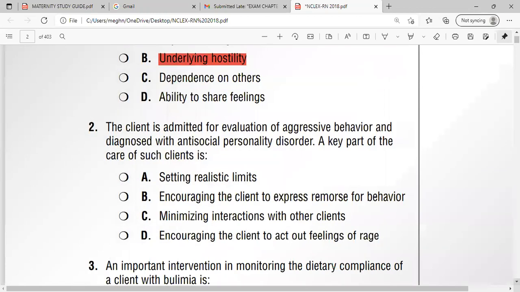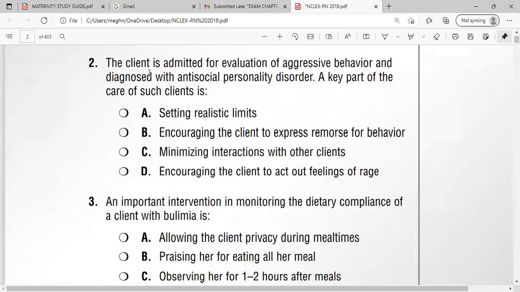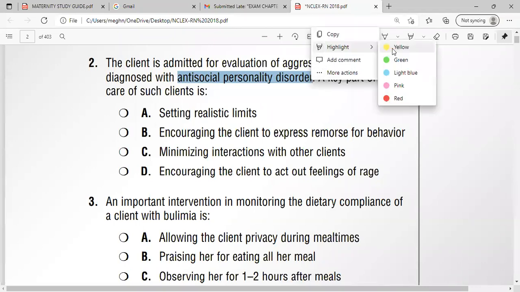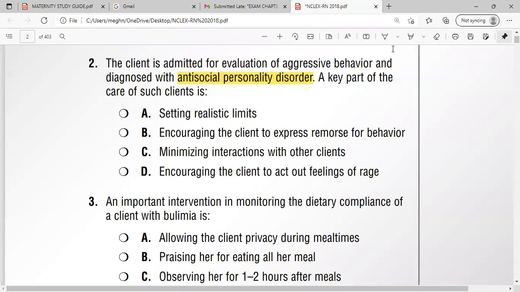Next question here. The client is admitted for evaluation of aggressive behavior and diagnosed with antisocial personality disorder. The key part of care of such a client is, again, I want to tell you the key word here: my patient is diagnosed with antisocial personality disorder. So what is the key part of the care, right?